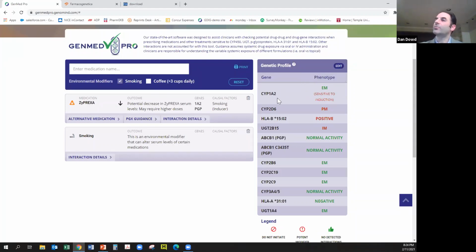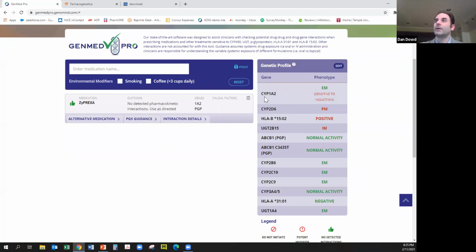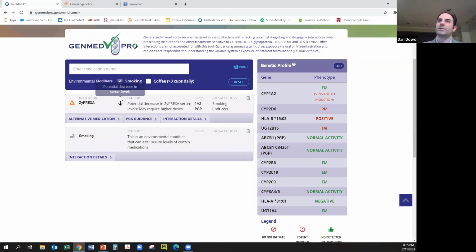Okay, so remember when I said to hold off on CYP1A2 before? I asked you to hold off because CYP1A2 is a bit of an unusual gene. Some of us have a genotype that sensitizes us to cigarette smoke. So if I get rid of the smoking, people with this CYP1A2 genotype are normal metabolizers, but they are sensitive to the induction of this enzyme. So if I add some smoking on board, that drops blood levels.